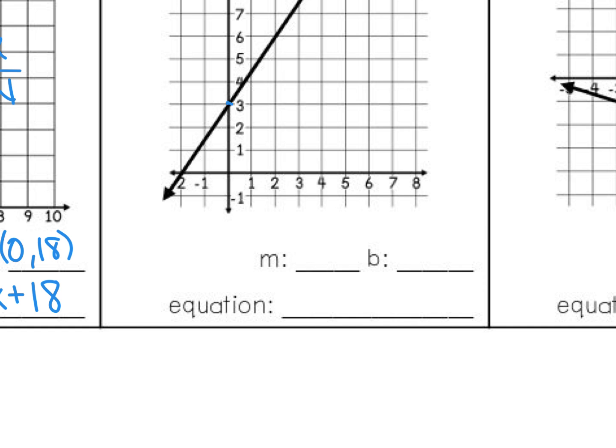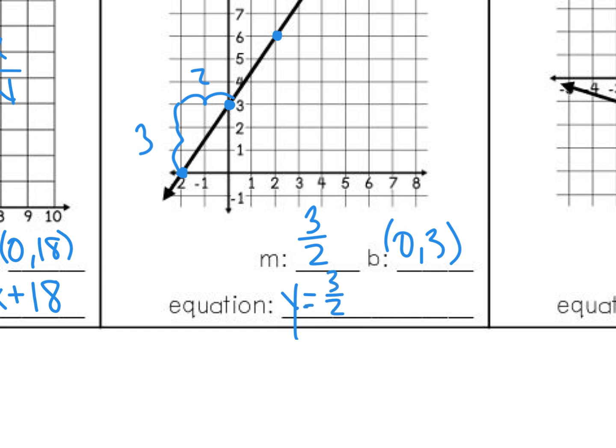So what's our slope? Again, we're going to start with our pretty points. Here's some pretty points. I also have an x-intercept there. That's a pretty point. Is this a positive or a negative slope? Positive. All right, and the scale is by 1s, which is very nice. So I'm going to rise how many? I'm going to run how many? 2. What's my slope? 3 over 2. What's my b? 0, 3. What's my equation? Y equals what? 3 over 2x plus 3.